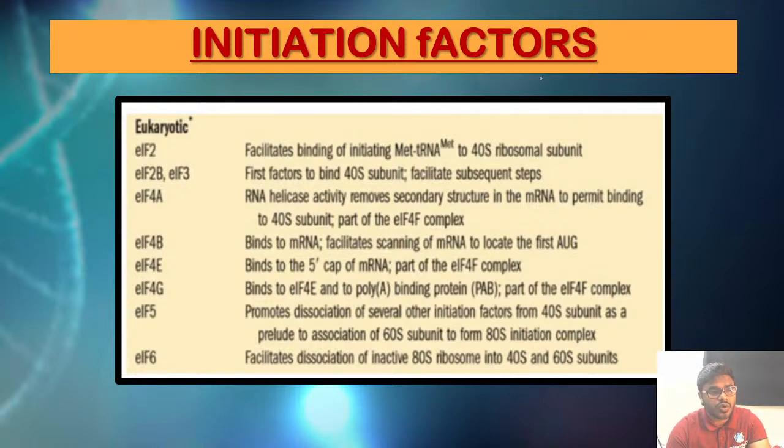Now you only try to look into this. I will be explaining everything in a simple way. eIF2, 2B, 3, 4A, 4B, 4E, 4G, 5 and 6. There are many factors associated in the eukaryotes.